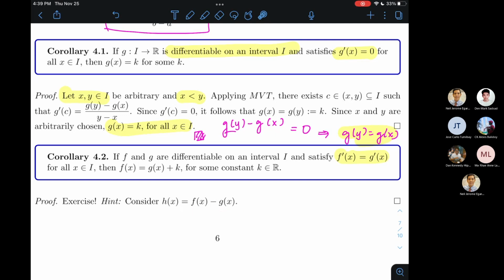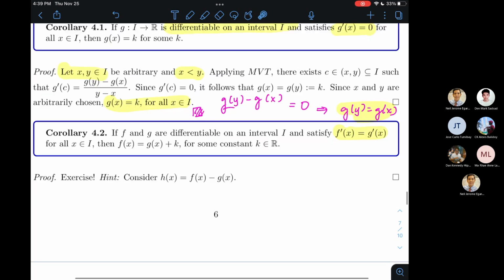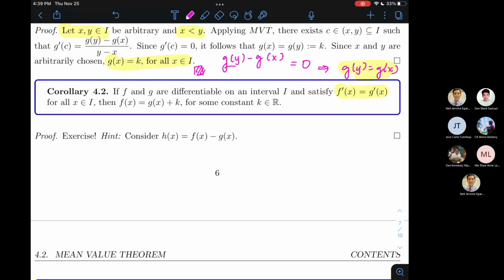I-consider now natin yung f of x minus g of x. All right, let's see what happens if I will consider this. Kasi usually ayun yung mahirap. Ano yung function na i-consider nyo at a-applyan ng mga previous results. So you need to be a little creative about the choice of these functions. Pero luckily, kasi starter pa lang naman tayo sa 4.2, nagbigay sila ng hint.